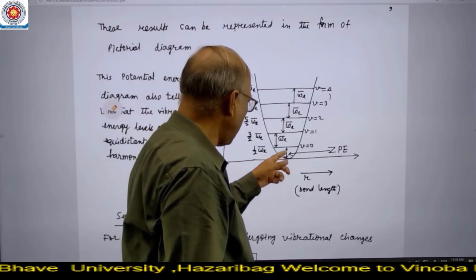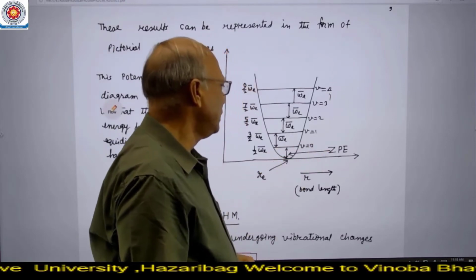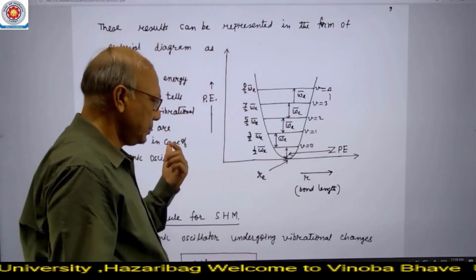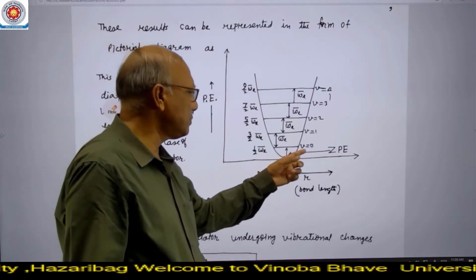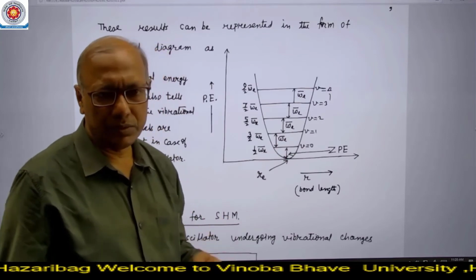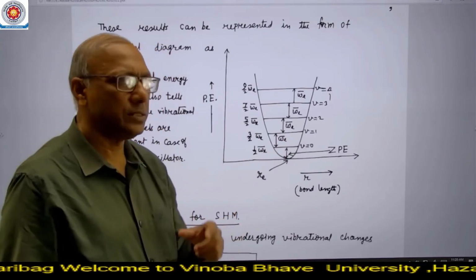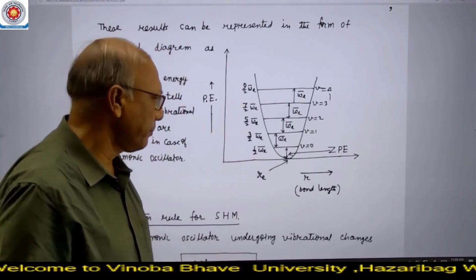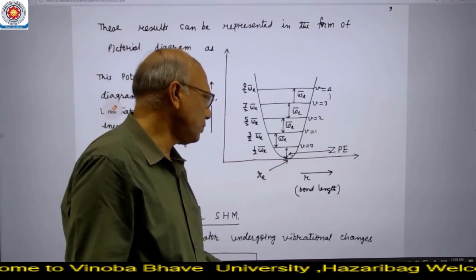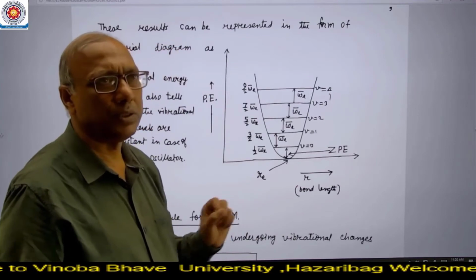Now, this value of energy is called zero point energy, which I have already discussed: even at the lowest vibrational state, the vibrational energy is not 0, it has a certain value of energy, and that value is half omega e bar. This is called the zero point energy, which is very clear from this figure.